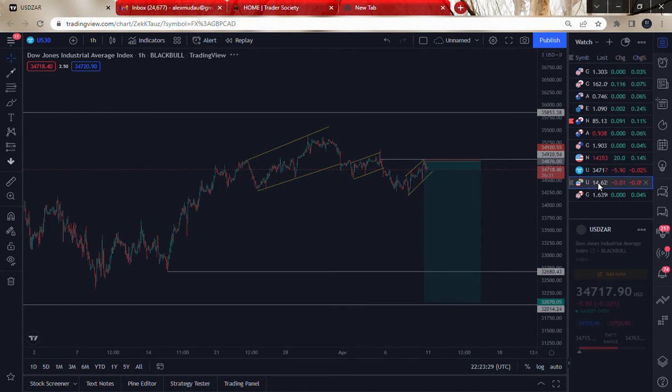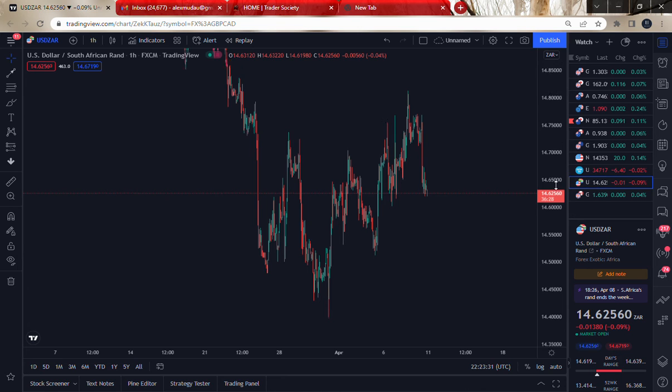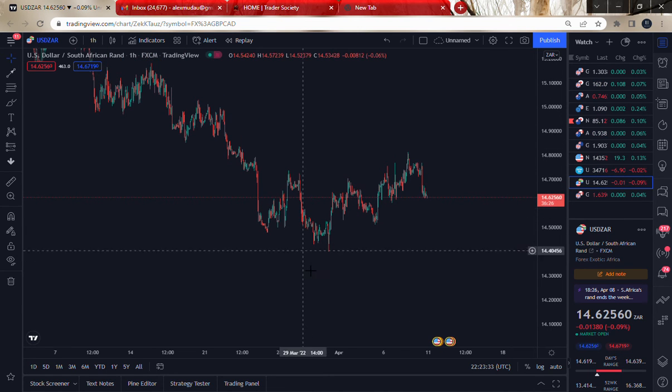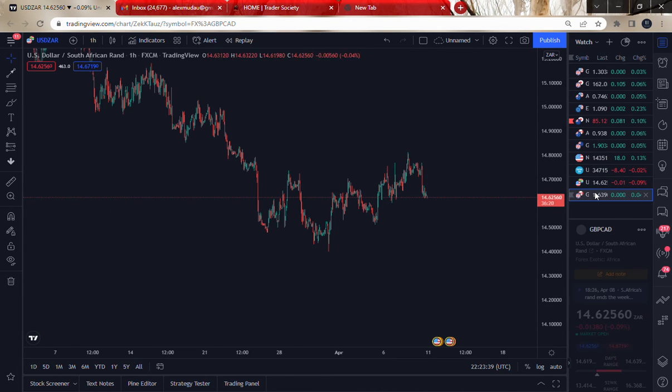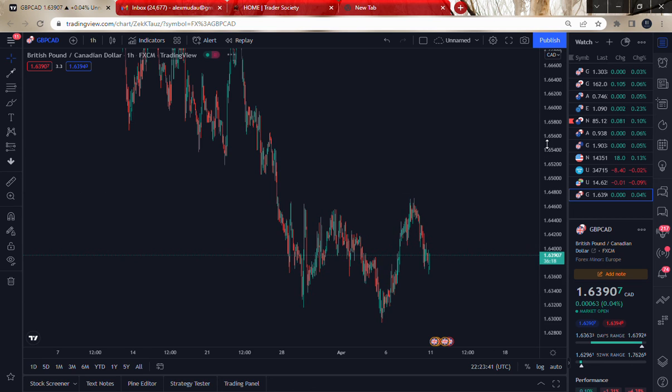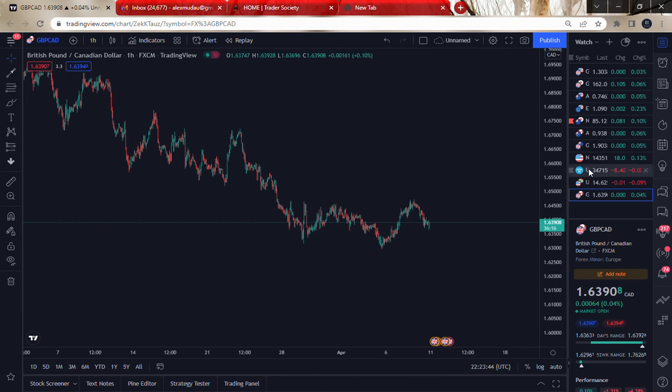So basically now what I was doing, I was trying to look at USD ZAR, but I haven't finished this analysis of USD ZAR, so maybe I'll just post it to the premium guys. And then also the analysis for GBP CAD, I did not finish this one, so I'll just post this one to the premium guys.